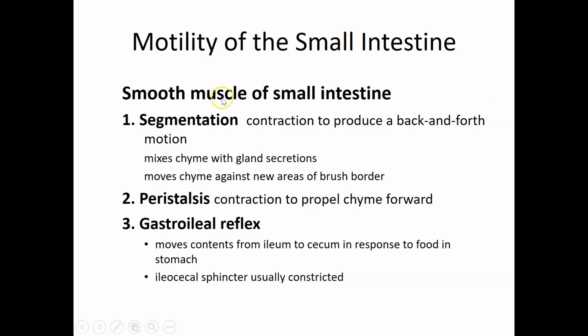There is also segmentation, which is kind of alternate contraction of nearby segments. This creates a back and forth movement that helps with mixing of the contents.